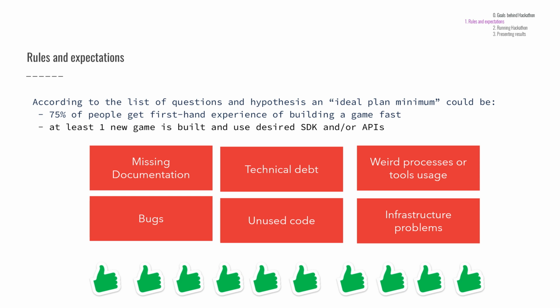And for us, it was important to check if we can build one game using the desired SDK and our APIs. Obviously, this is the plan minimum, but together with that, we can find some missing documentation, resolve some of the technical debt, find some unused code that we can get rid of, bugs, weird processes, tools, and any infrastructure problems. These are the things you can really do during a hackathon or a game jam if you organize it in such a way that it helps you.